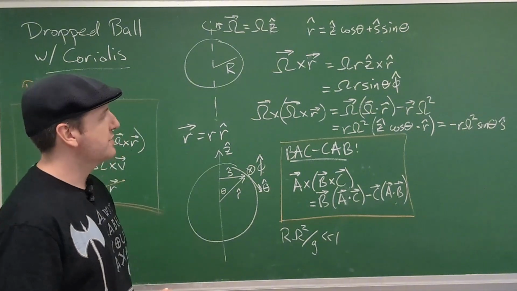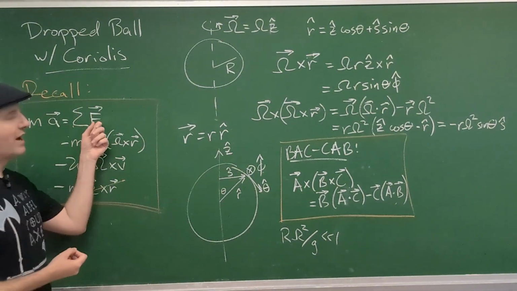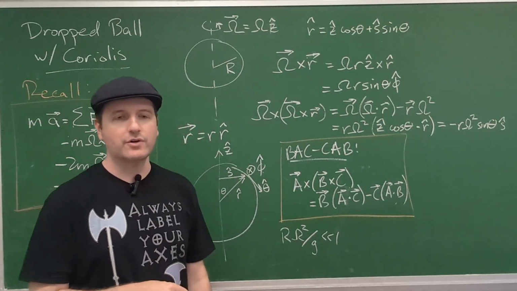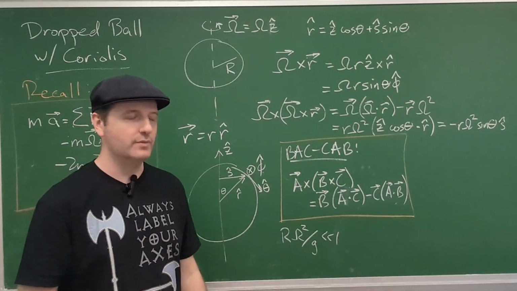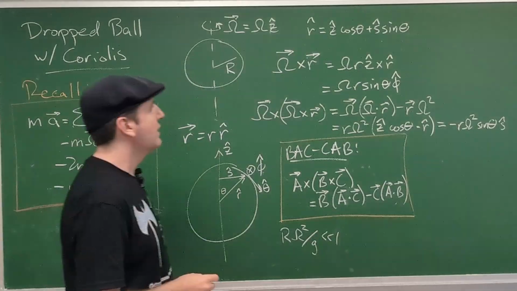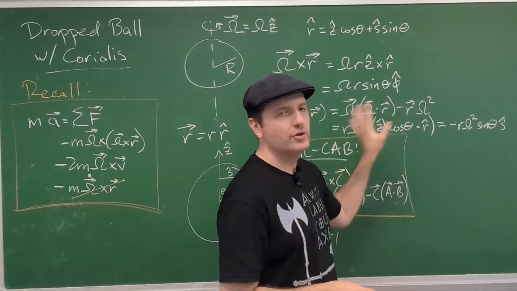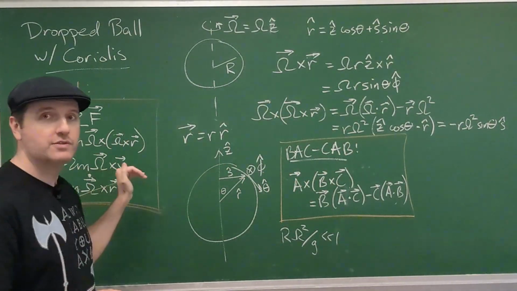If you really do want to consider this term, you can wrap this up in a kind of effective gravitational field that doesn't point directly radially towards the center of the Earth, but is shifted a little bit north if you're in the northern hemisphere, or a little bit south in the southern hemisphere. Okay, so now that we've written down what this term is, we'll hold it off to the side, but what we're really interested in is this Coriolis force.